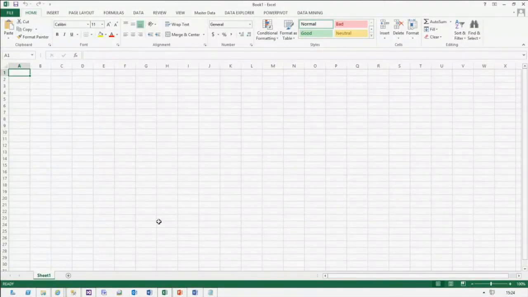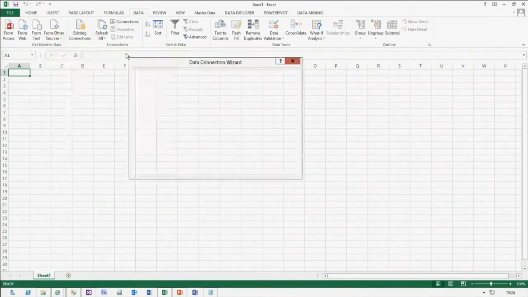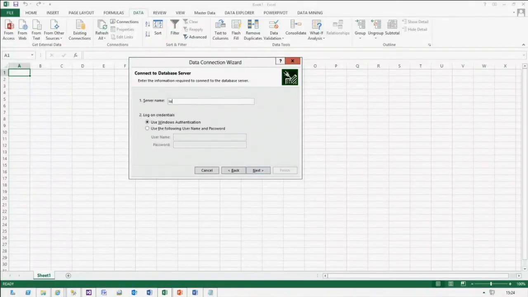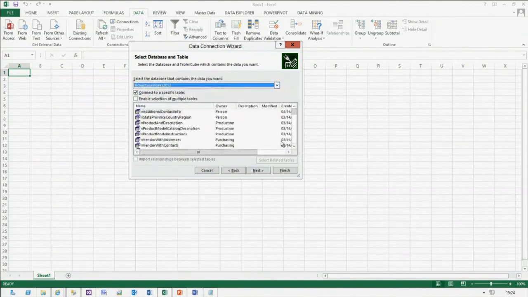So I'm an analyst that needs to get information about employees at my favorite company, AdventureWorks. And so with the training and the tools they've been provided and the data access, they can come across and connect to a SQL Server instance. And I'll specify the AdventureWorks 2012 database.